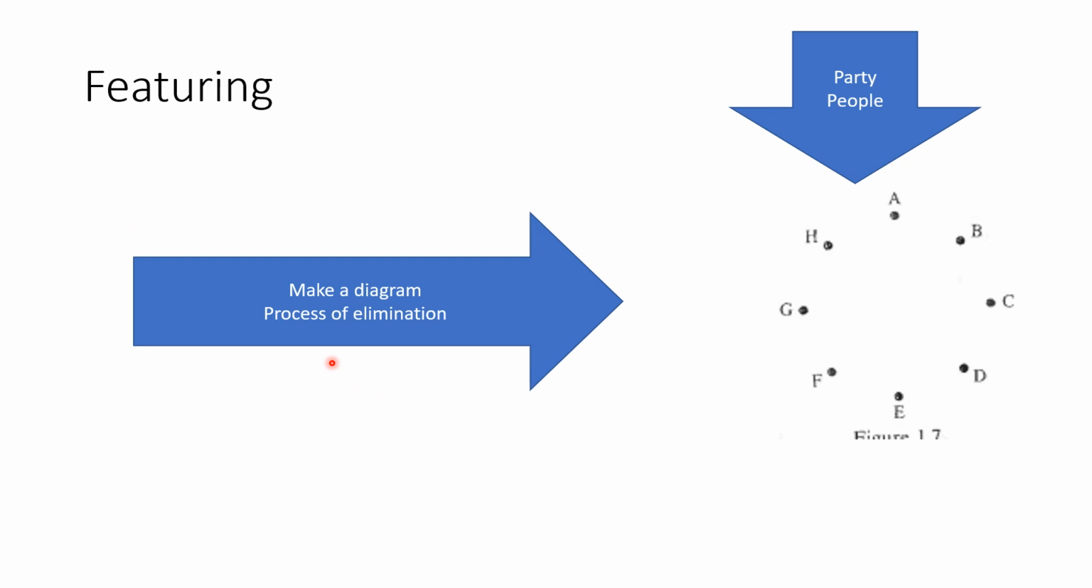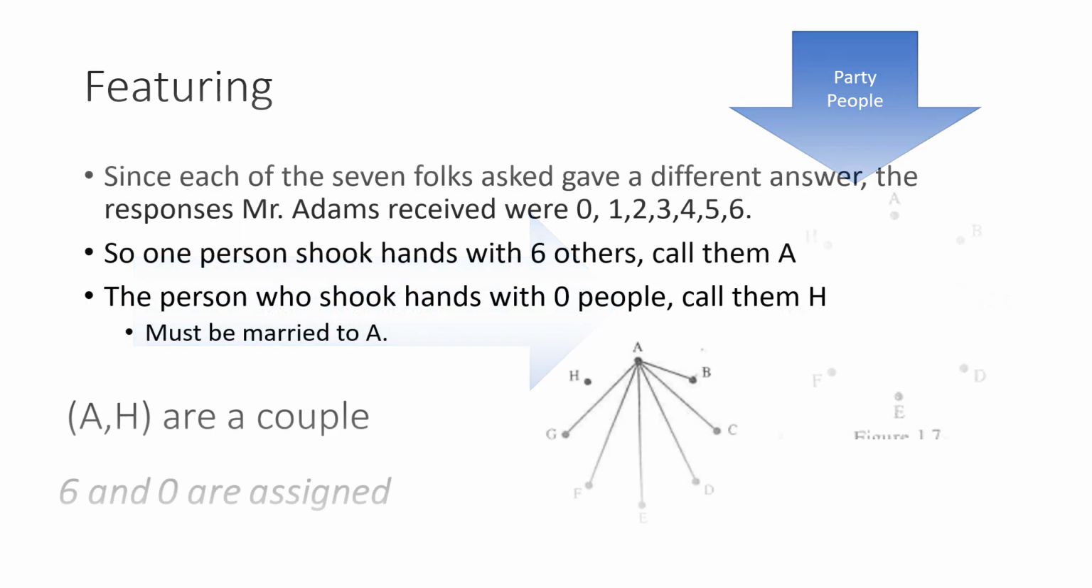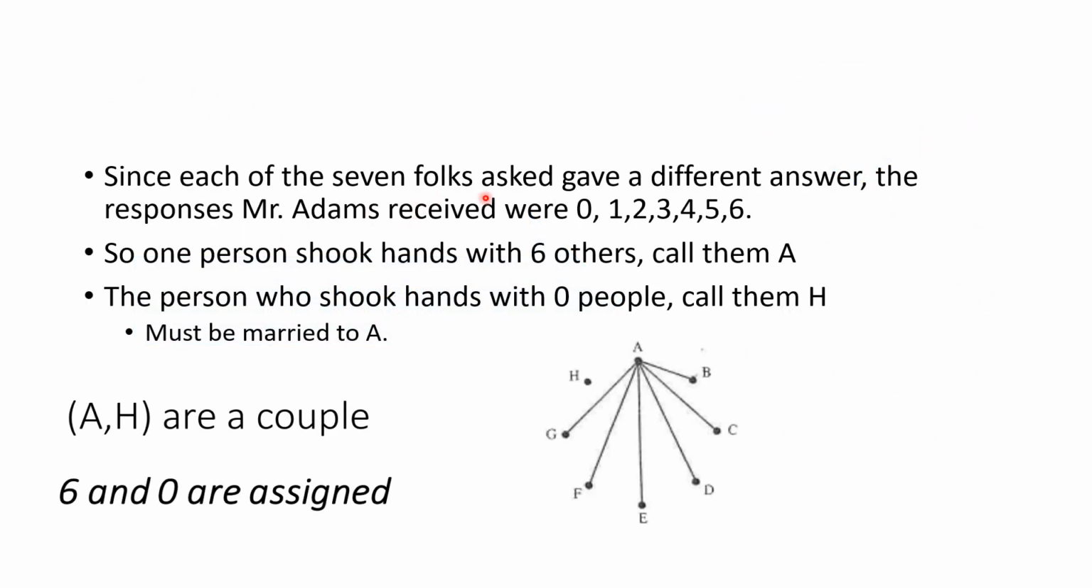And this features making a diagram and a process of elimination. So let's start with thinking about the party people. There were 4 couples, and so we're labeling them A through H for now, although we are going to renumber them as we go forward. Since each of the 7 folks asked gave a different answer, the responses that Mr. Adams received were 0, 1, 2, 3, 4, 5, 6.